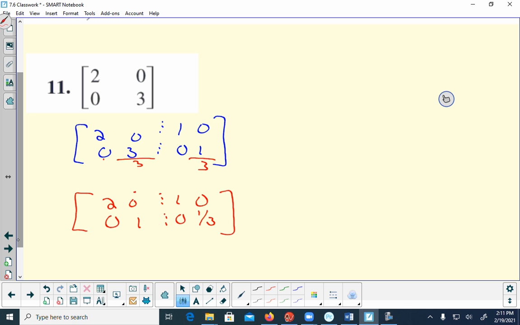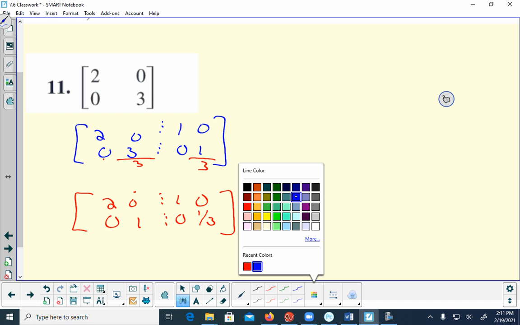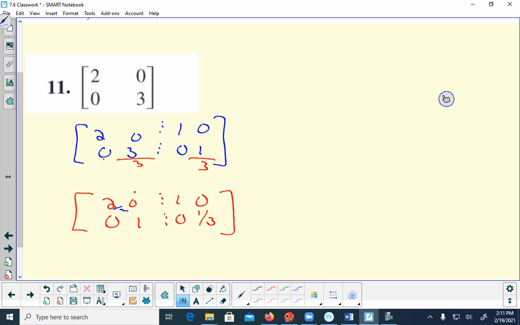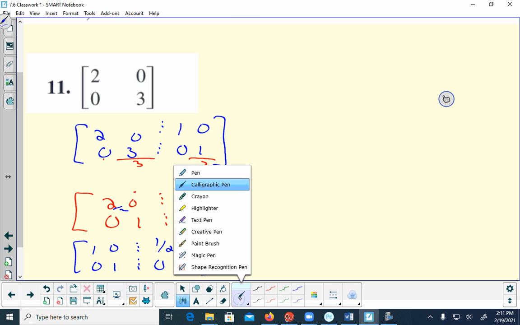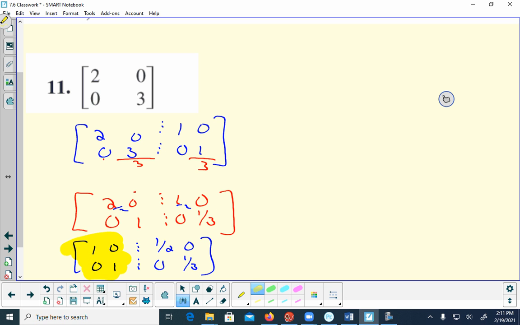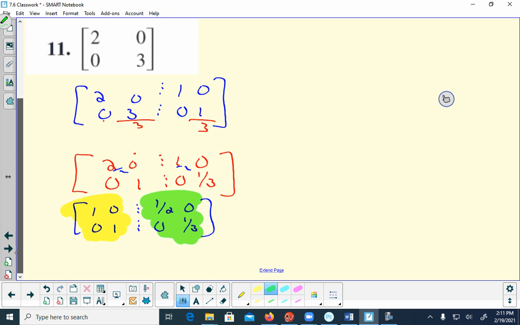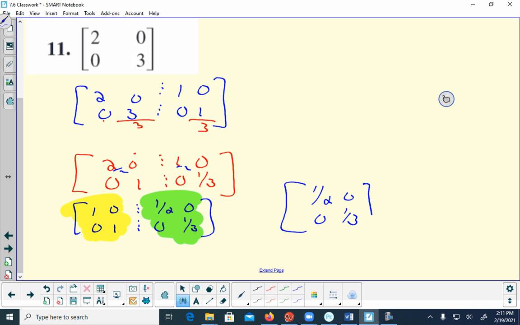Then I am going to divide everything in the top row by 2. So divide by 2, divide by 2. And I'm going to end up with 1, 0, 1/2, 0, 0, 1, 0, 1/3. So now I've made the left side look like the identity, and I've made the right side my inverse. So the answer to this question, the inverse, would just be the matrix of 1/2, 0, 0, 1/3. And that is the inverse of number 11.